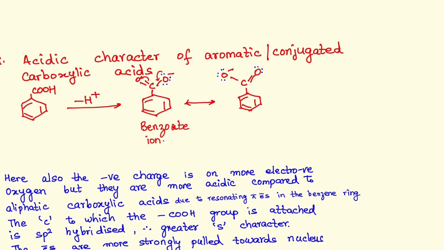Now, interestingly, if you see over here, there is the pi electron cloud, there is conjugation in the ring, there is alternate double and single bonds. With the result, the first structure that I drew over here can also take the form of this.